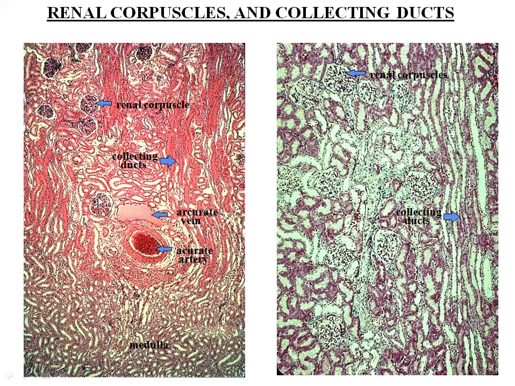This is a Bowman capsule. Bowman capsules, and all this internal portion is that glomerulus cut into various planes. Okay, so all these scattered glomeruli or renal capsules, Bowman capsules, you will see here. And what else is there, this portion? These are all the distal and proximal convoluted tubules cut in a vertical plane.